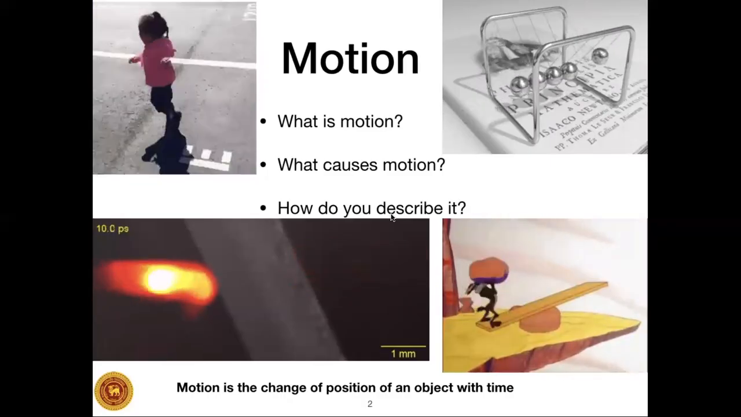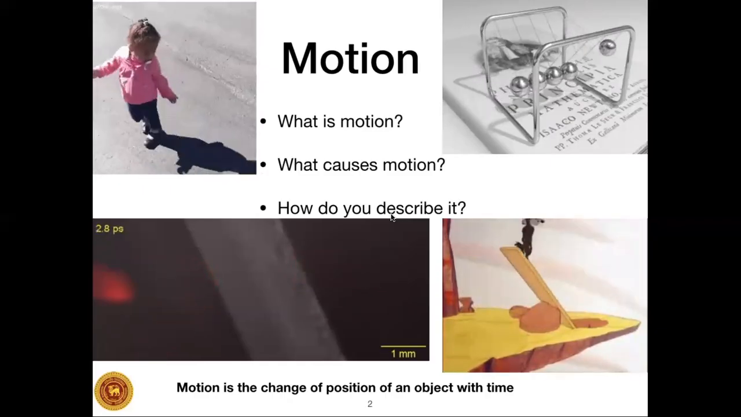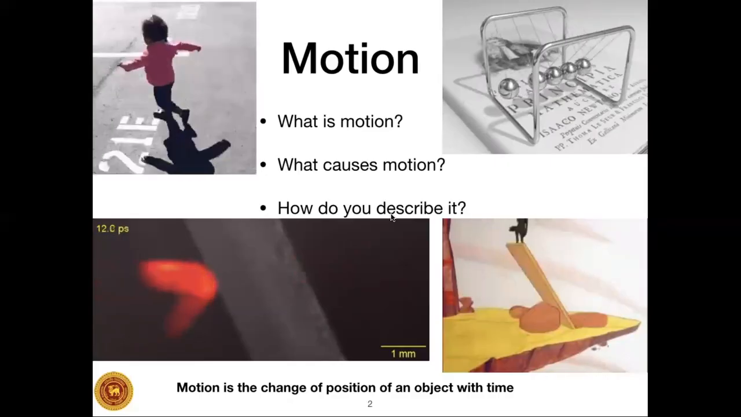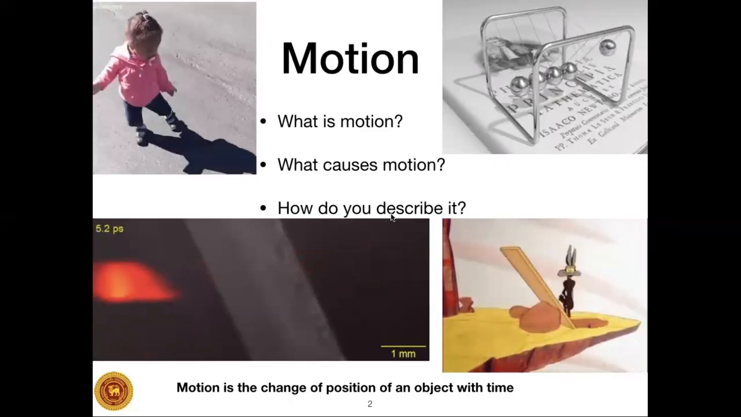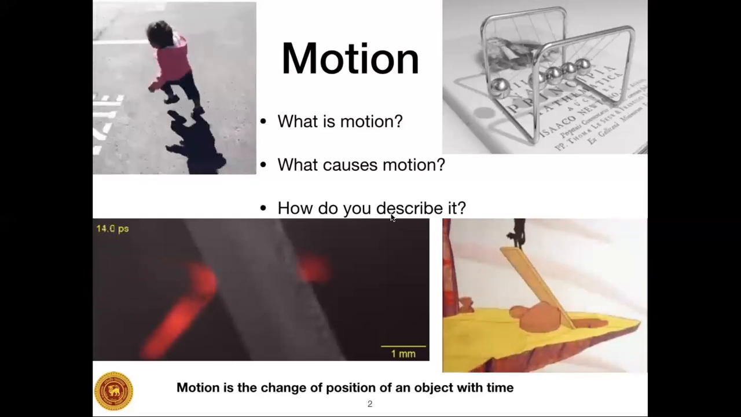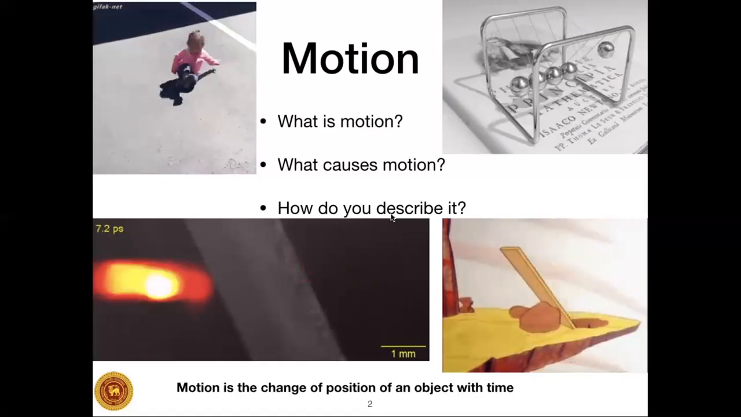So based on these examples, as well as the understanding that we have developed from the day that we were born, we could think of motion as the change of position of an object with time. But this is a very loose and not a precise definition. How do we make it precise?